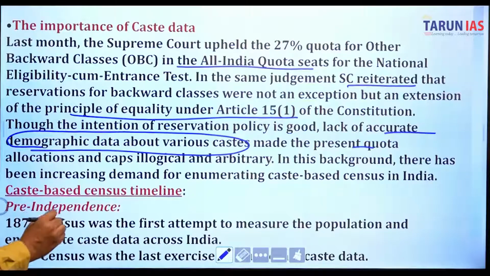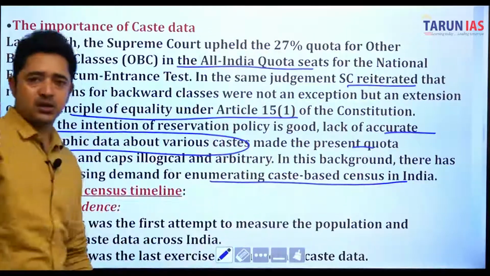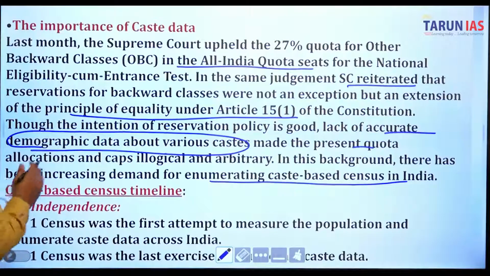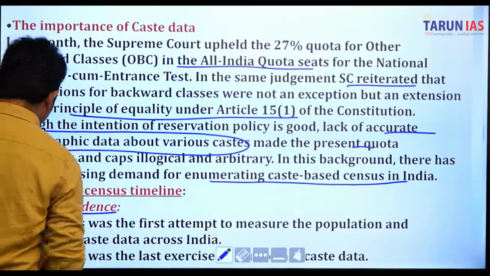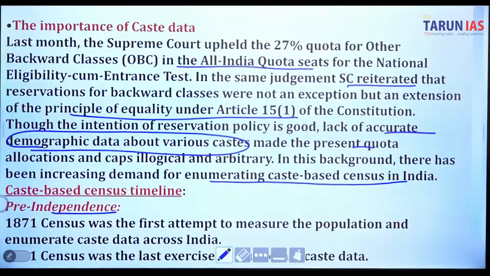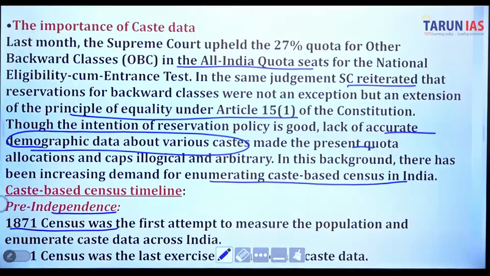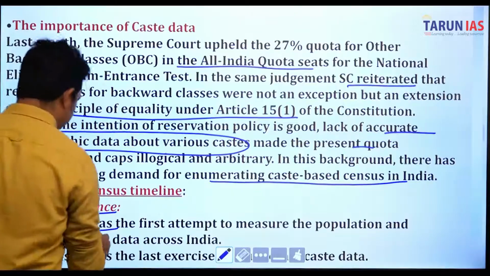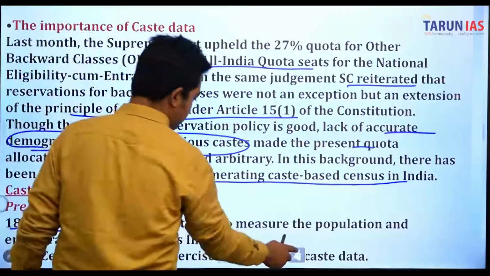So in this background, there has been an increasing demand for enumerating a caste-based census in India. There are pros and cons in the caste census. The caste-based census timeline, if we talk about pre-independence: the 1871 census was the first attempt to measure the population and enumerate caste data across India. As we can see, the 1871 census was the first attempt, and the 1931 census was the last exercise of caste census data.